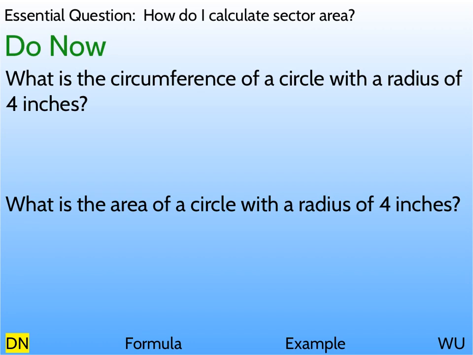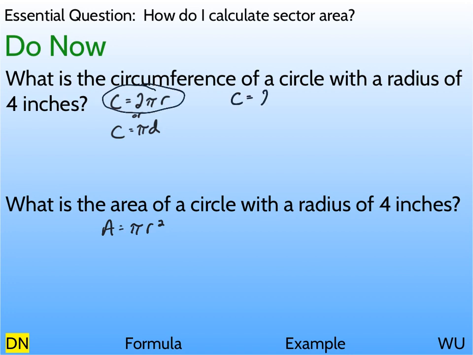So in order to solve these problems, first we need to remember the formulas for these. Circumference is either 2 times pi times the radius, or you can change that 2r to the diameter, and it's pi times the diameter. The area is always pi times the radius squared. We have the radius in both of these, so I'm going to use the formulas that use the radius.